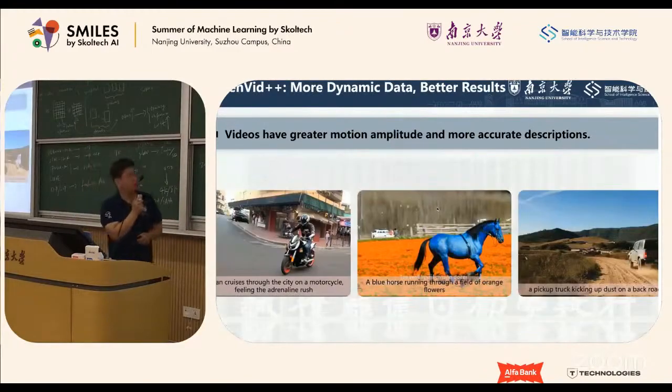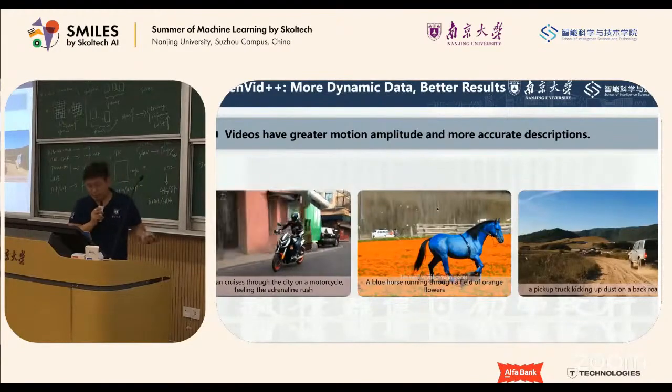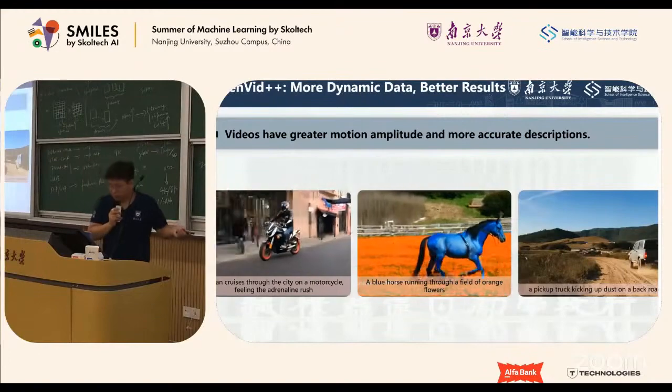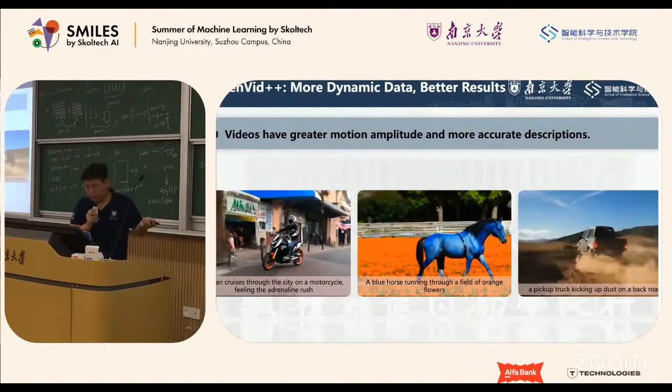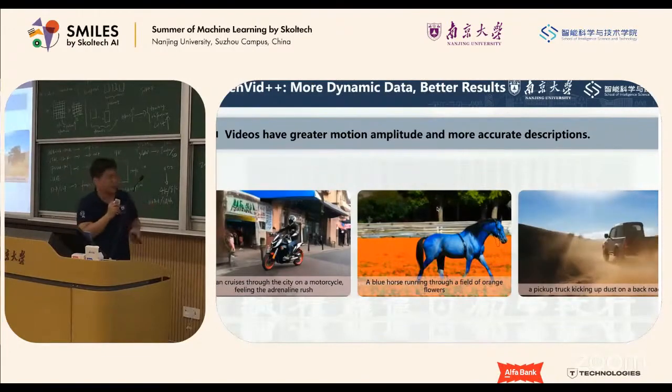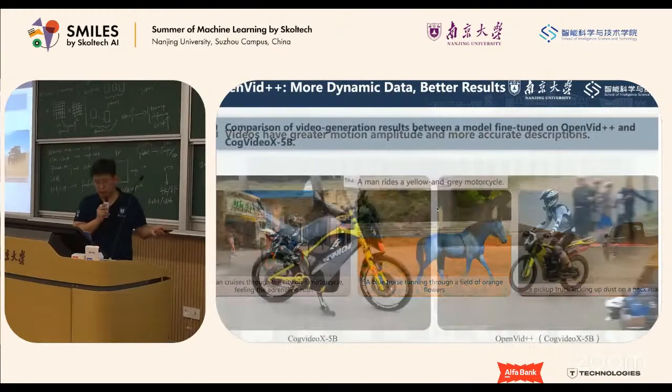And we further propose OpenVID++, which has more dynamic data and better results. So here are some examples. These are the motorcycle, the running horse, and the moving truck examples, which represent strongly dynamic scenes. And this kind of data helps reduce the tendency of video models to generate static or low-motion video contents.